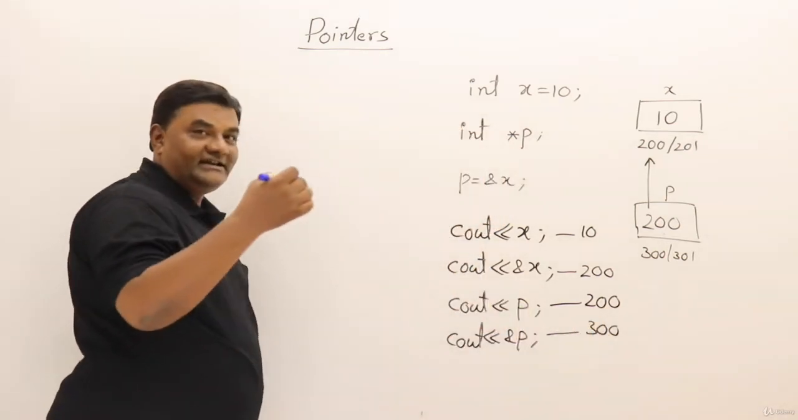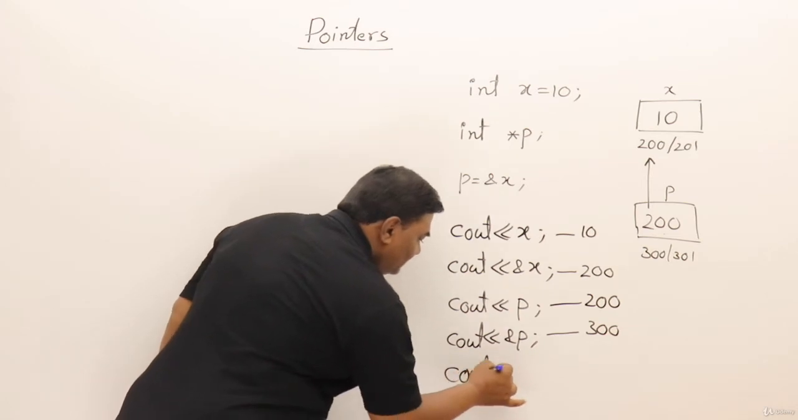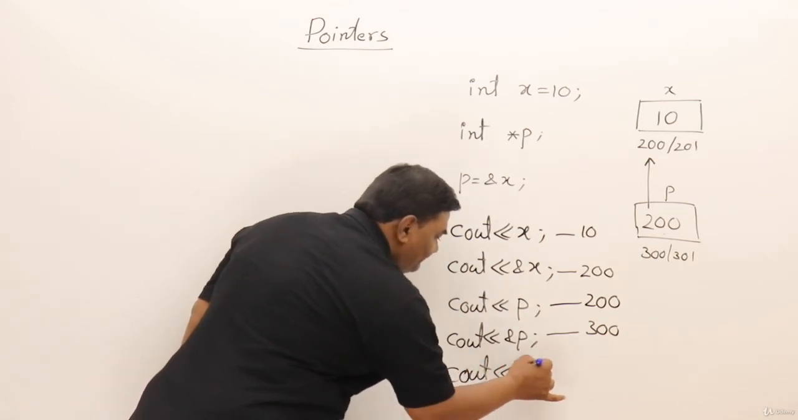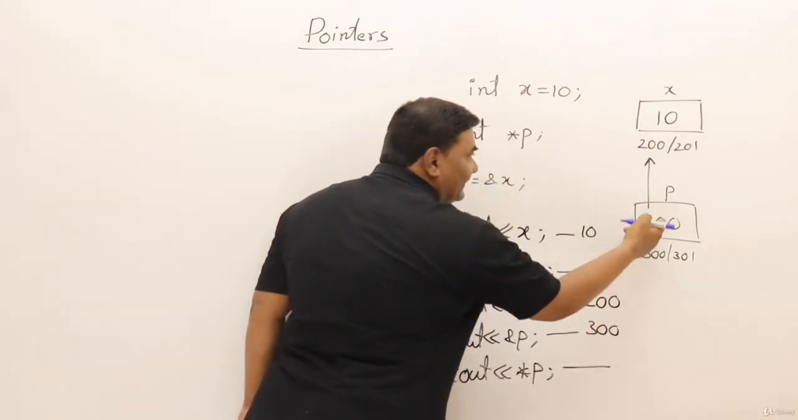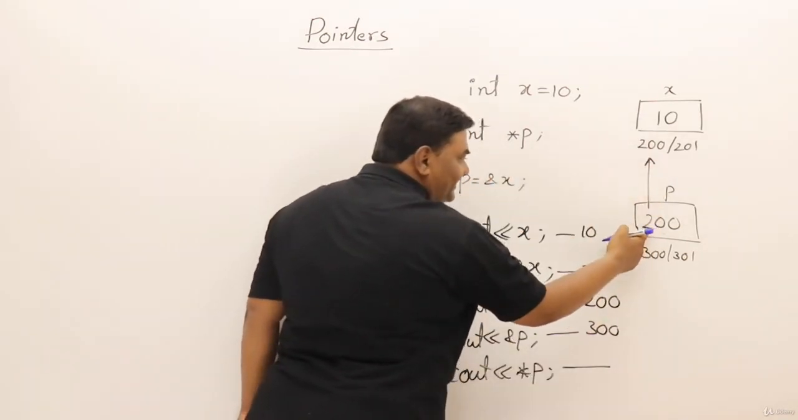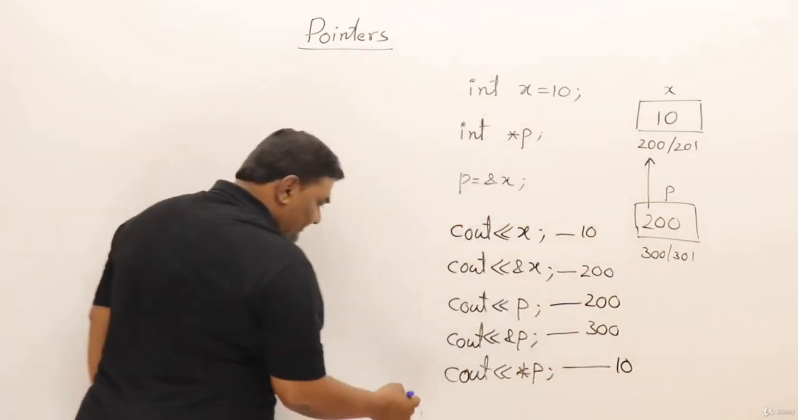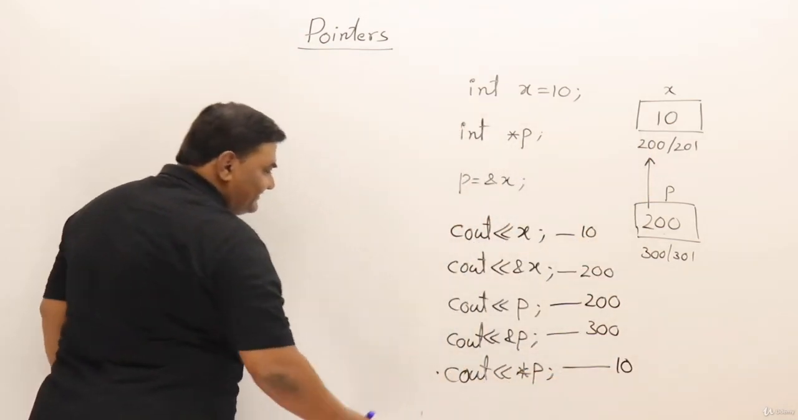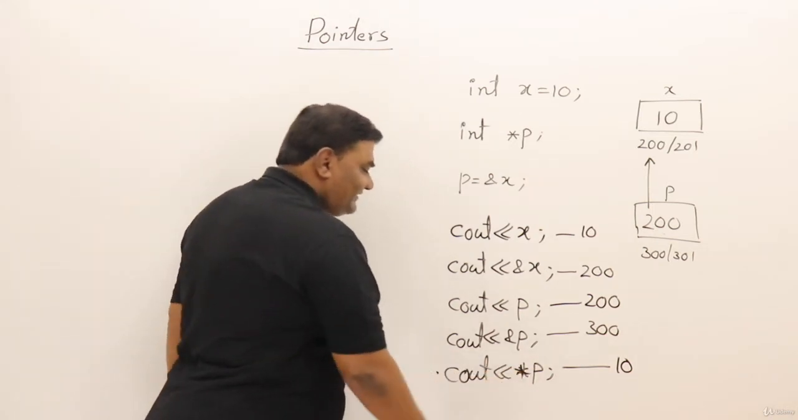Now the final and the important one, that is cout star p. What happens? This will be displaying the data where p is pointing. p is pointing at 200, and at that place 10 is there. So 10. This is called dereferencing, or accessing the data where p is pointing. So this is the asterisk or star.